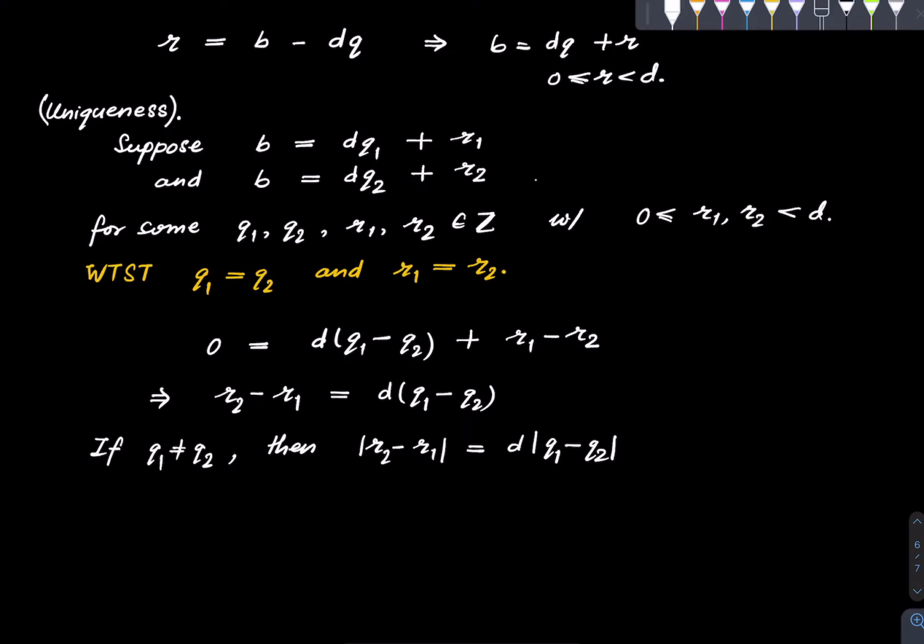And here then it follows that R2 minus R1 is exceeding D. But that's not the case. This is a contradiction because R1 and R2 are in this range, so their difference cannot exceed D. And therefore, Q1 must be equal to Q2, and hence R1 is equal to R2. So what we wanted to show has been shown. This contradiction shows that this assumption cannot be true, and hence Q1 is equal to Q2, and it automatically follows that R1 is equal to R2, and that's the proof of uniqueness.